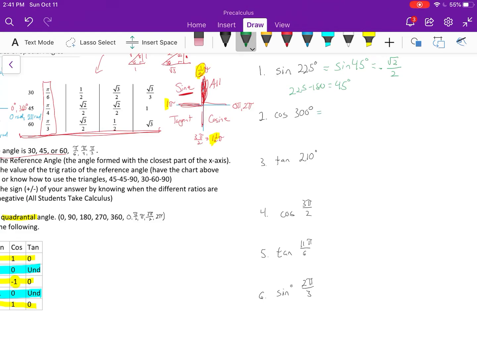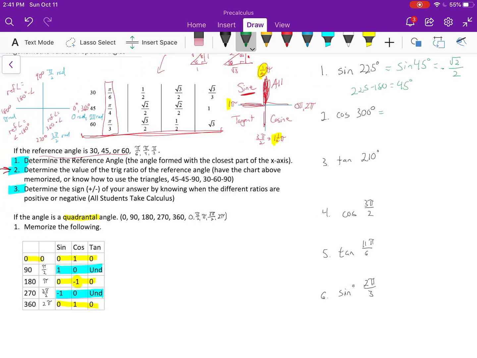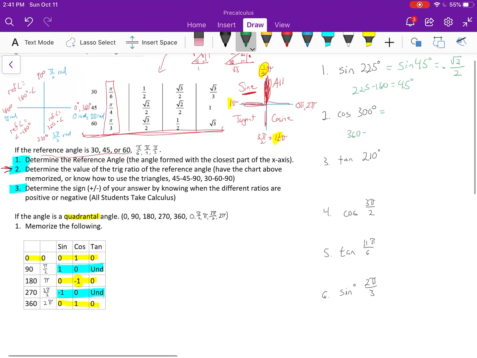The next one says cosine of 300. Well, 300, that's between 270 and 360 degrees, so that's in the fourth quadrant. We're going to think 360 minus 300. So the reference angle is 60. So really, we're just thinking, what's the cosine of 60? Cosine of 60 is 1/2. So here it is on the chart, 1/2, but you should know that. And then we're thinking fourth quadrant. What's positive in the fourth quadrant? If you think through a little thing, All Students Take Calculus, C, cosine's positive, so the answer actually is positive 1/2.